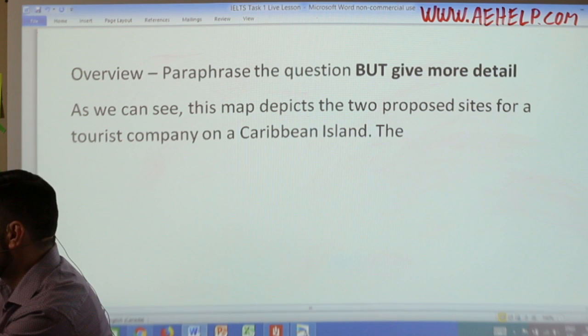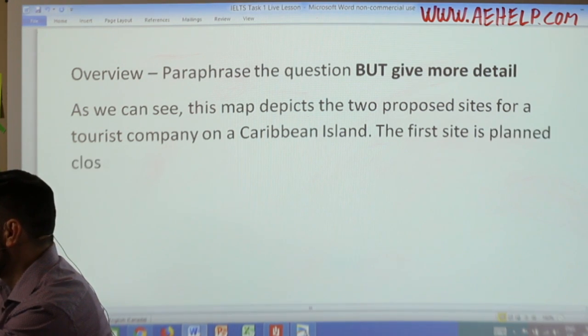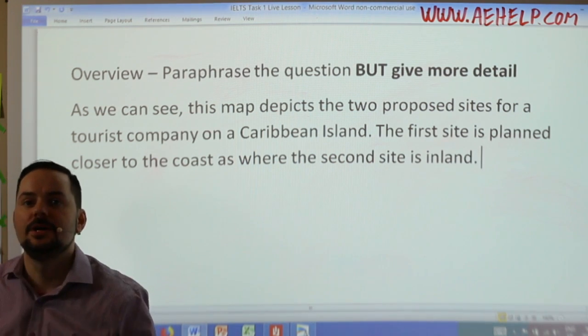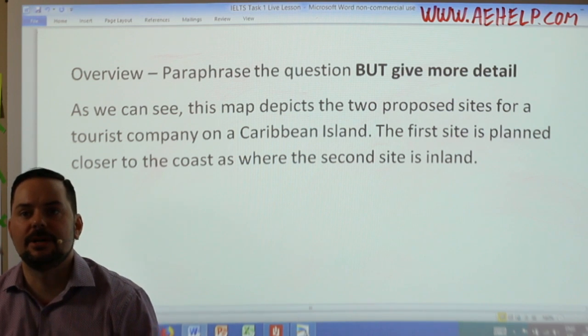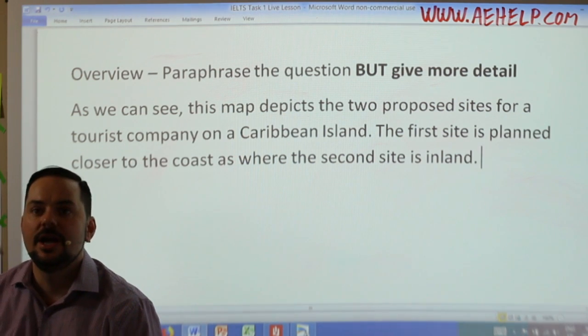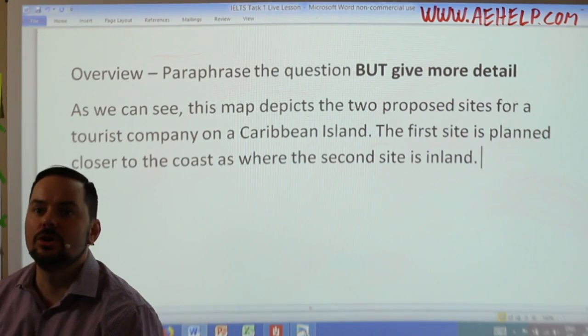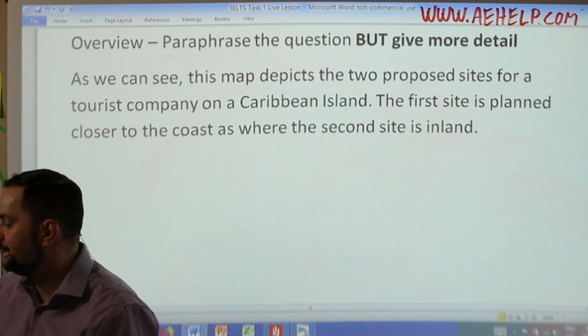The first site is planned closer to the seaboard or the coast, as where the second site is inland. Okay, so we talked about this. These were 2 points of our comparison. The first site is planned close to the coast, as where the second site is inland. So the location, the general location of these 2 sites.